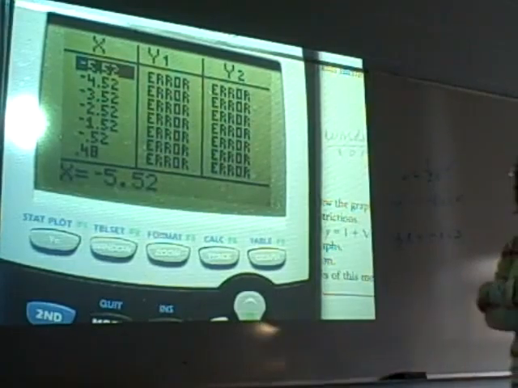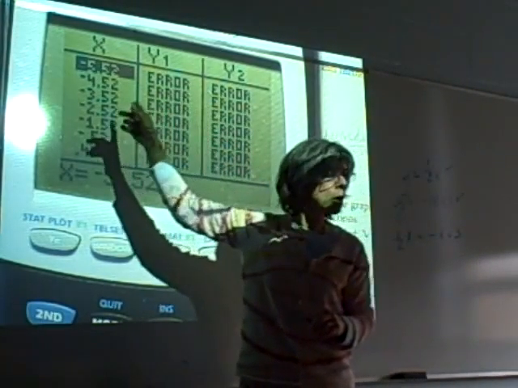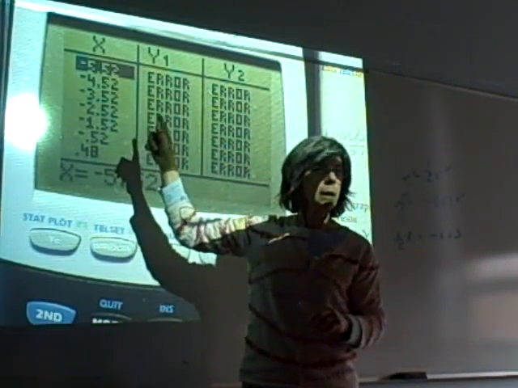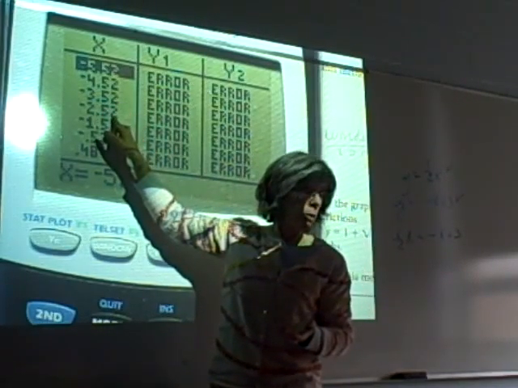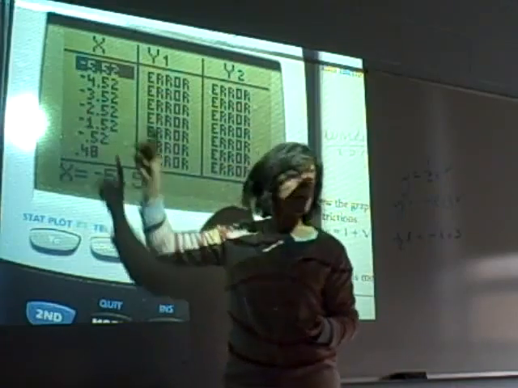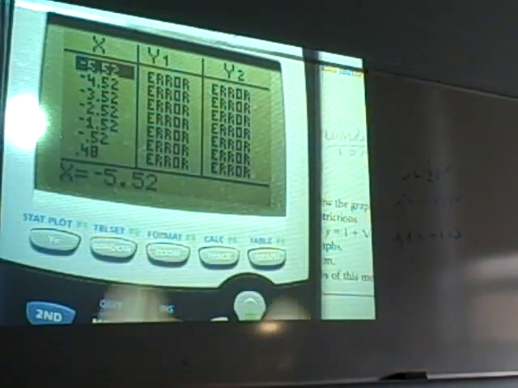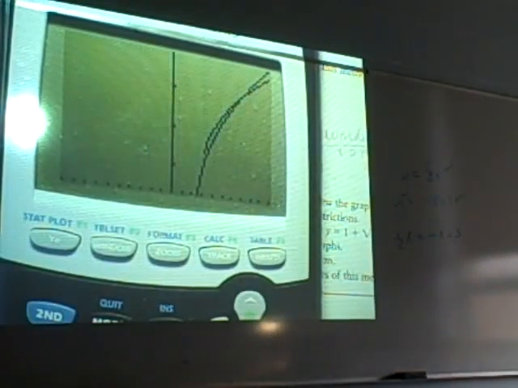Okay, so look at your domain. I have no errors. Is it possible, let's go back to the graph, mine doesn't have any negatives. Now I see all the errors. Why did I have all those error messages? Negative. I can't have a square root of a negative number, okay?